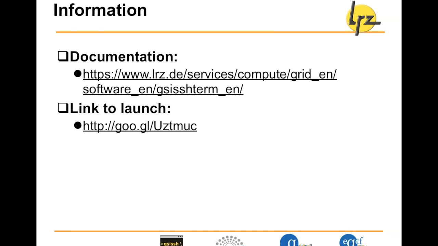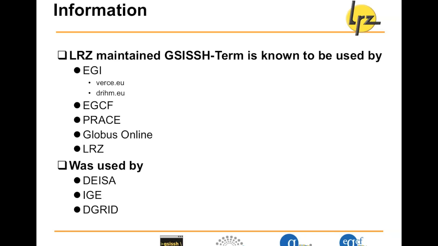If you want more information, you can refer to our documentation at ERAZ, and I have provided the shortcut link to launch the Java Web Start version. So GSI-SSHTerm, the ERAZ maintained one, has been used by EGI in both projects, by PRAISE, Globus Online, ERAZ. It was previously used by DISA, IGE, and DEGREE in Germany.